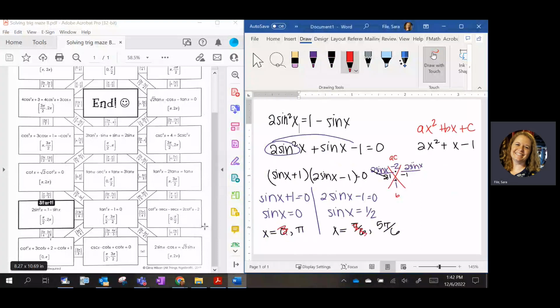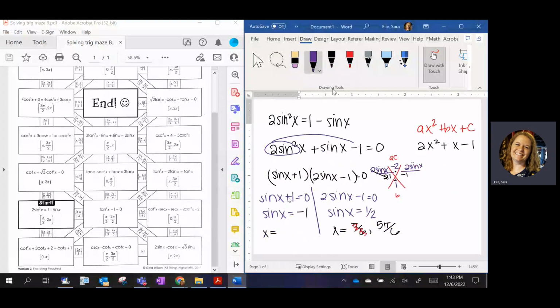3 pi halves. Did we solve something wrong? Hang on. I think it's supposed to be sine of x equals -1. Oh, I didn't even subtract the 1. Good catch. Thank you, Ricky. I said solve for x, and I said subtract it over, and then I didn't subtract it over. Okay, thank you.